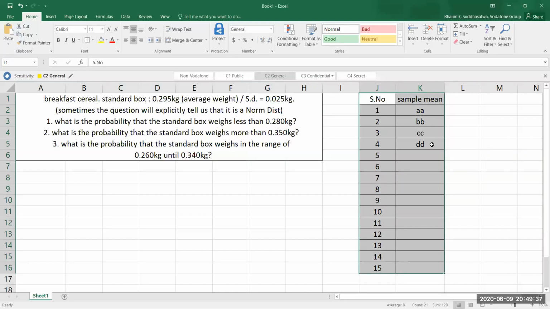The first test I do, I have calculated the mean of the sample. So AA is the mean or average weight of sample one. BB is the sample mean or the average.